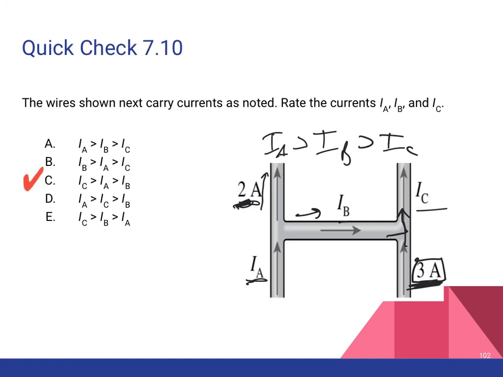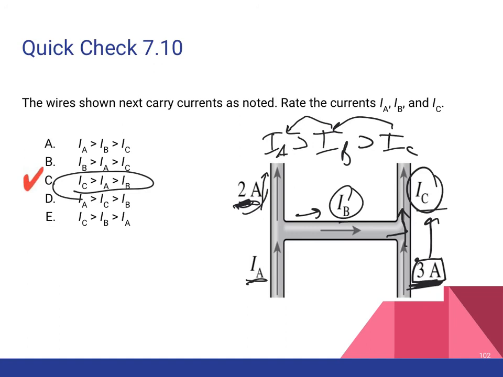But this statement isn't correct, right? We know that C is greater than B, and B is less than A. So I have to rearrange this: C is greater than A, which is greater than B. C gets the most current because it's 3 amps plus B. B is the least amount of current because it is 2 amps less than A, and A is less than C. So just a little quick check to get you in there.